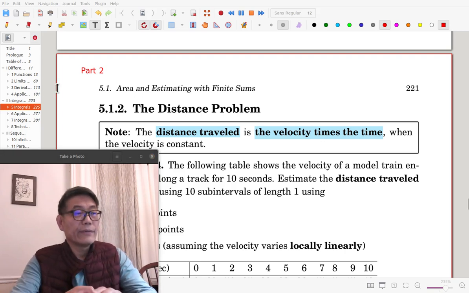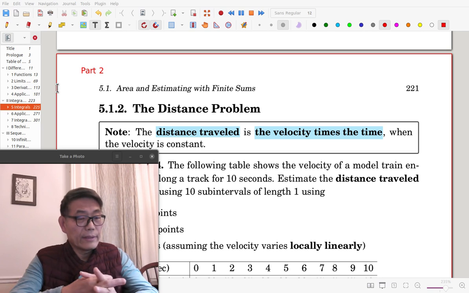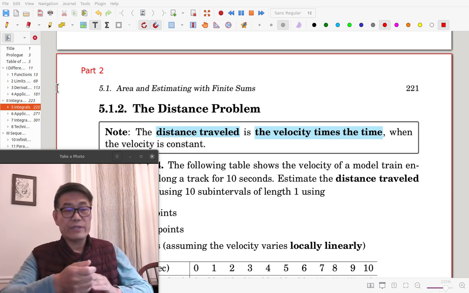Hi, now it is part 2 of section 5.1, the distance problem. We'll deal with distance problems. However, it is a part of finite summation approximation.